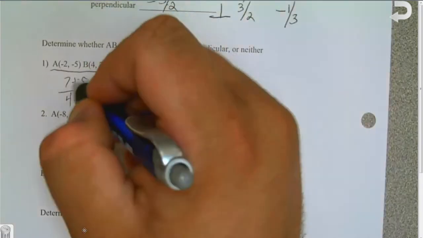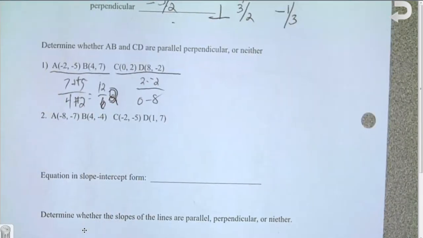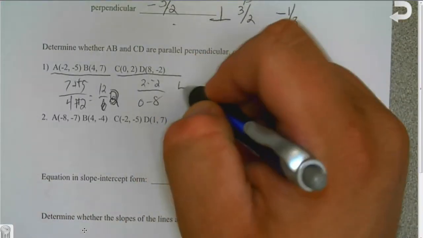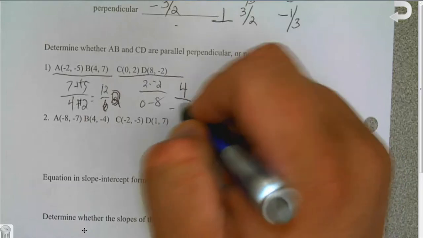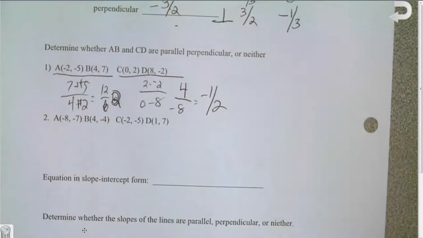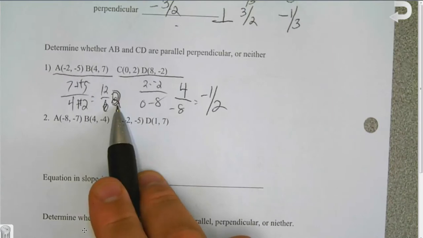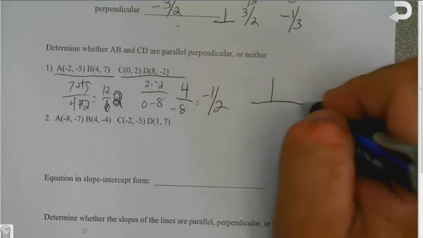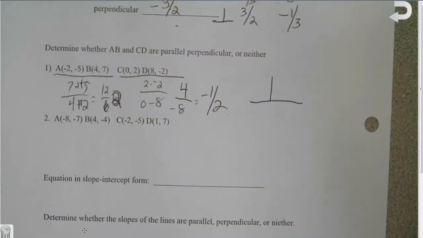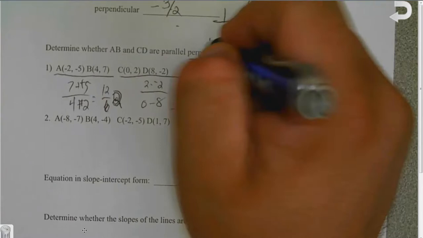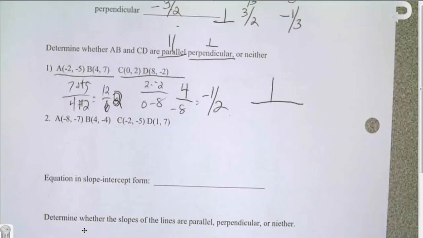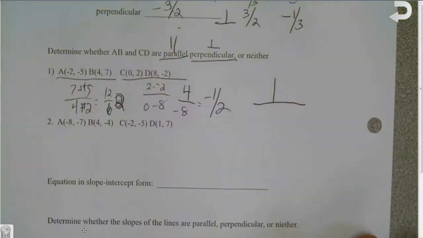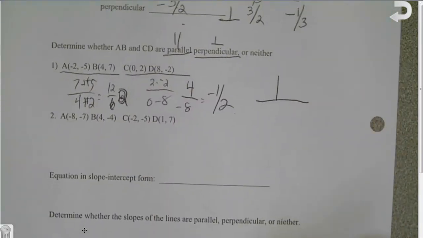Gotta catch me all the time. I'm slacking on the job here. So this slope is 2. So here I get 2 minus negative 2, and I get 4. I get 0 minus 8, I get negative 8. That's equal to negative 1/2. Since this slope is 2, and this slope is negative 1/2, these two slopes are perpendicular to each other. Notice I use the symbol for perpendicular. Parallel symbols look like that. So I want you to try number 2 and see if you can figure out the slopes, and then if they are parallel, perpendicular, or neither.